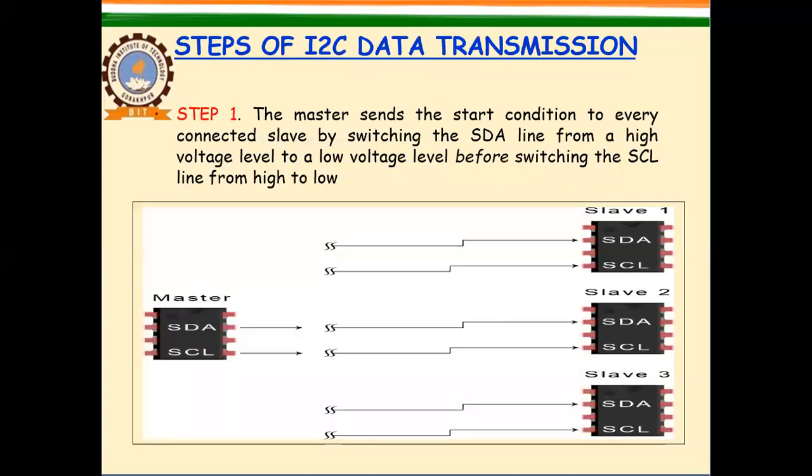So these are the roles of all the bits used in a message. The same procedure which we have discussed can now be easily seen step by step in the steps of the I2C data transmission procedure. Here you can see that the master sends the start condition to every connected slave.